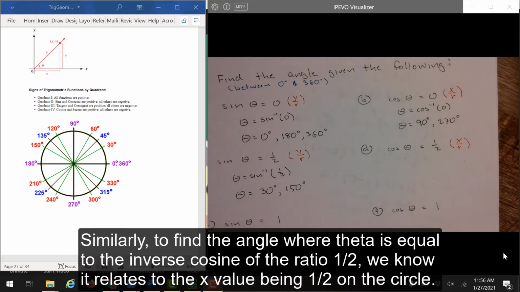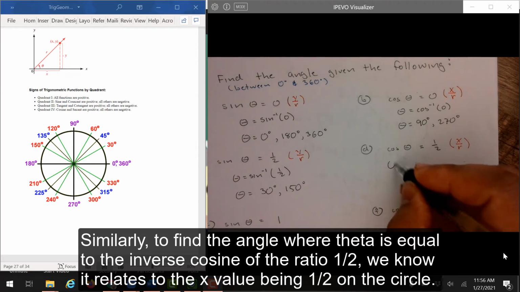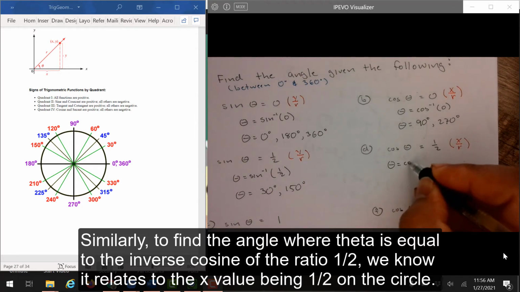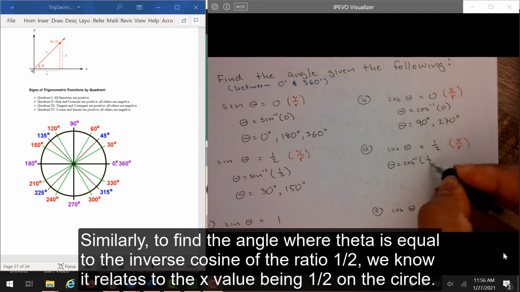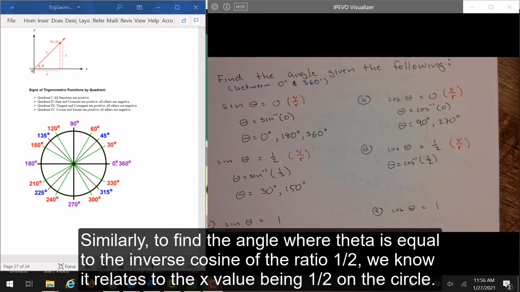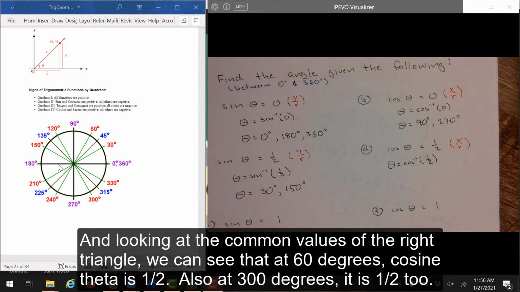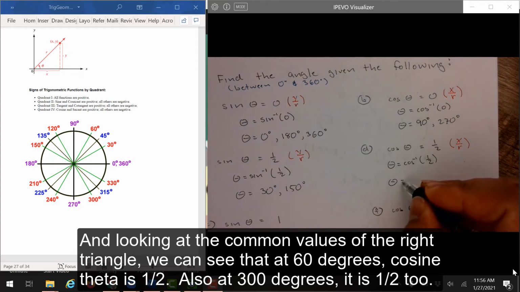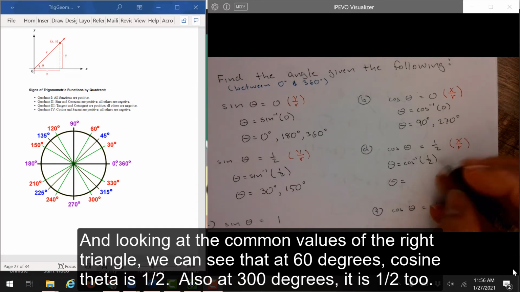Similarly, to find the angle where theta is equal to the inverse cosine of the ratio 1/2, we know it relates to the x value being 1/2 on the circle. And looking at the common values of the right triangle, we can see that at 60 degrees, cosine theta is 1/2. Also, at 300 degrees, it is 1/2 too.